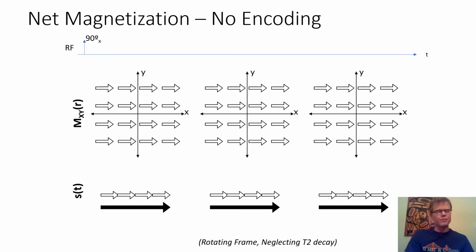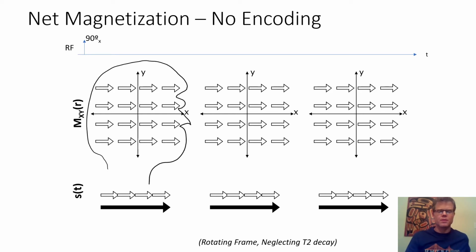In this very simple example first, we've tipped transverse magnetization across our subject here. You know, this could be transverse magnetizations within our subject. And recall that the signal here is proportional to the sum of all of these different transverse magnetizations. This is shown over time after an RF pulse. And without T2 decay in the rotating frame, nothing changes here.